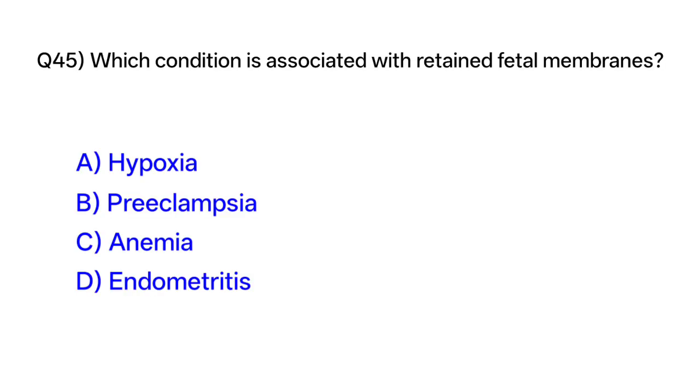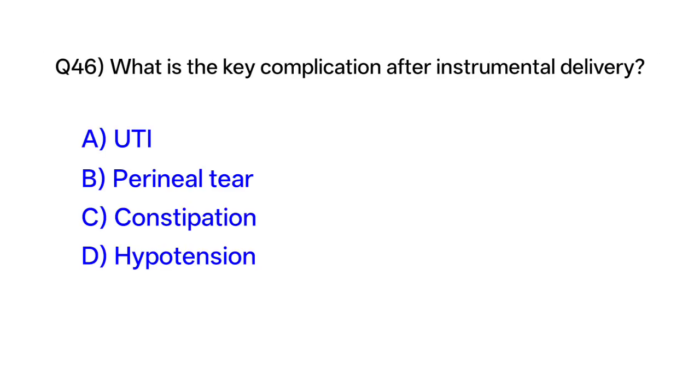Question number 45. Which condition is associated with retained fetal membranes? The correct option is D. Endometritis. Question number 46. What is the key complication after instrumental delivery? The correct option is B. Perineal tear.